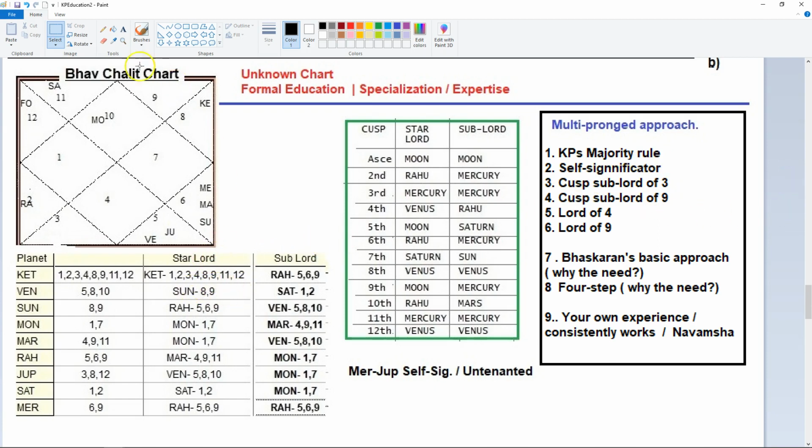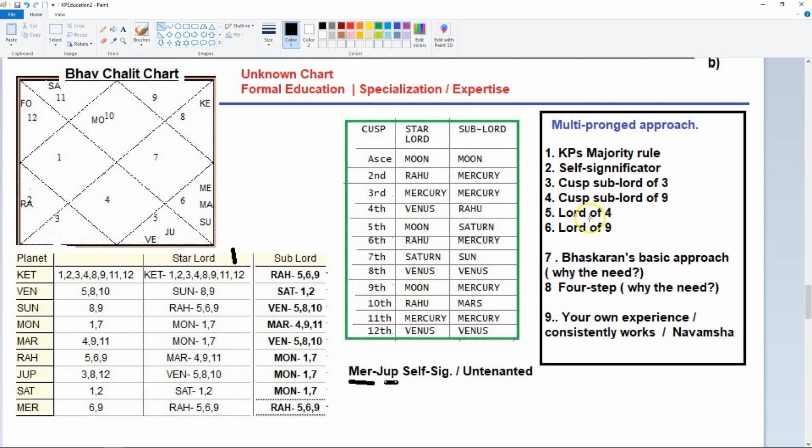If you look at this star lord column over here, you see that all the planets are there: Ketu is there, Sun is there, Rahu is there, Moon is there, Mars, Venus, and you will see that two planets are missing. And what are those two planets? One is Mercury and the second is Jupiter. So these are called the self-significator or untenanted. No planet is occupying their own star. So these planets become very powerful in giving the results of their own houses, wherever these planets are, and the houses owned by these planets.